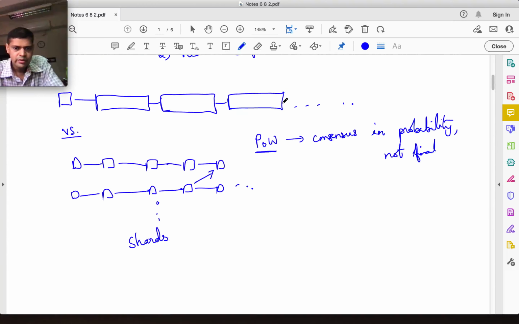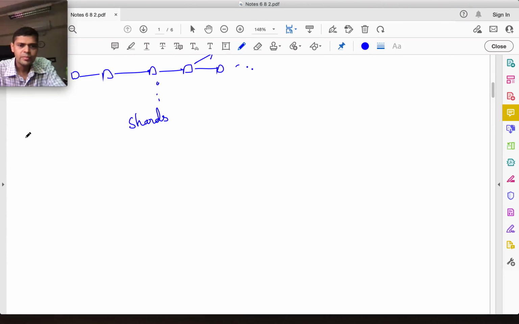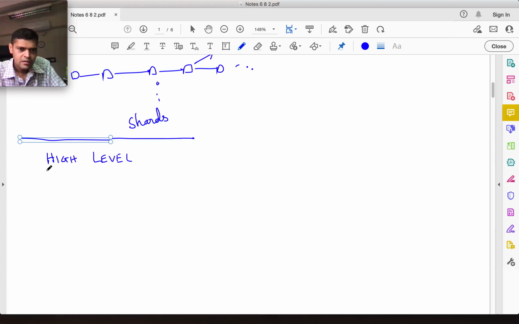Okay, so RapidChain is one of the clever ideas in order to improve performance. Now RapidChain has many different parts to it, and there are many small optimizations they make in order to improve the performance, but we will look at it more from a high level. Okay, so let's think about it. What are the first, let's say, what are the drawbacks of POW?